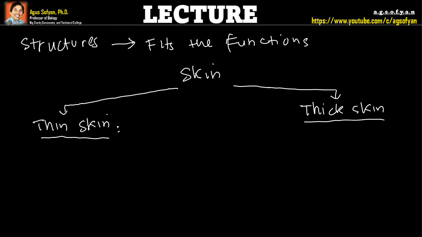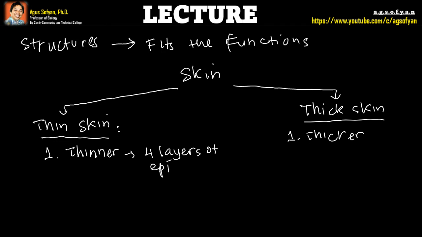Now, what are the characteristics of these two different skins? As the name tells you, the thin skin is thinner, while the thick skin is thicker. The thin skin is thinner because it only has 4 layers of epidermal cells, while the thick skin has 5 layers of epidermis.